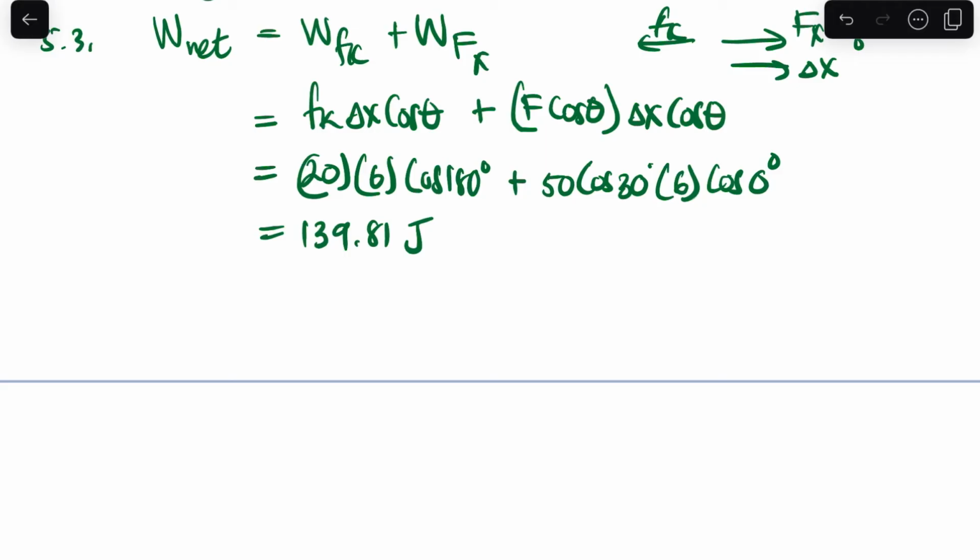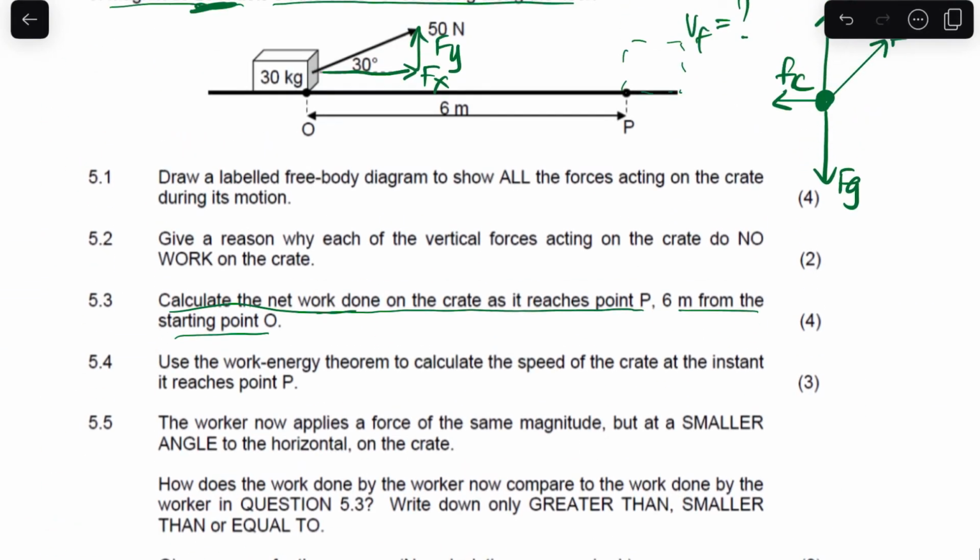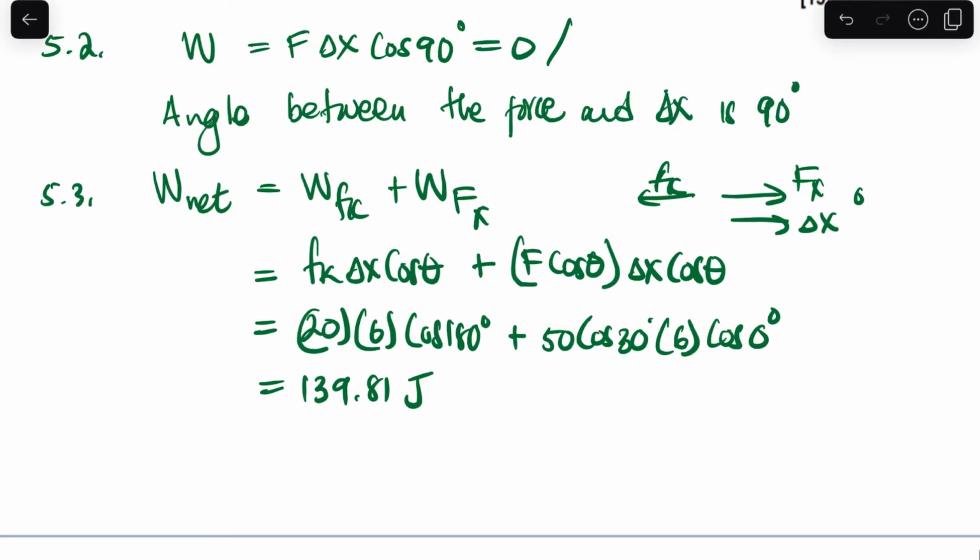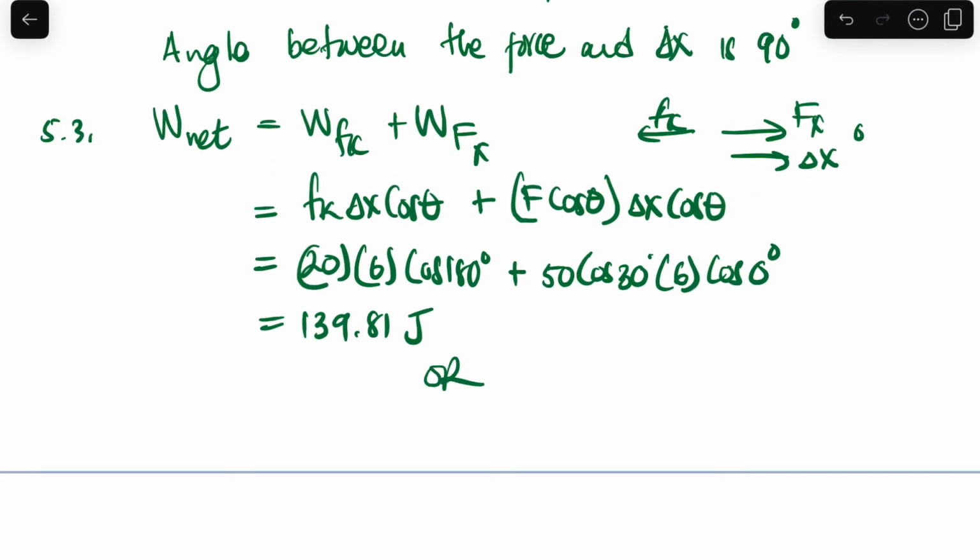So there are many ways to do that, guys, but we're going to stick with that. So let's go to the next question: use the work-energy theorem to calculate. Okay, let me show you another way of doing that.